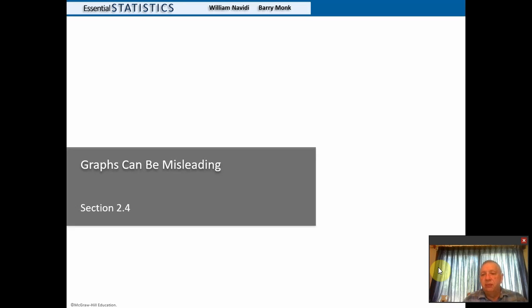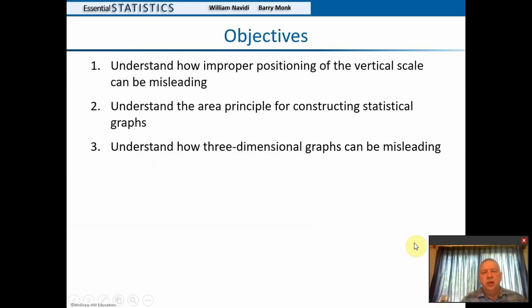We're going to finish up our Chapter 2 today with Section 2.4, and the title of this section is Graphs Can Be Misleading. So our objectives: understand how improper positioning of the vertical scale can be misleading, understand the area principle for constructing statistical graphs, and understand how three-dimensional graphs can be misleading.